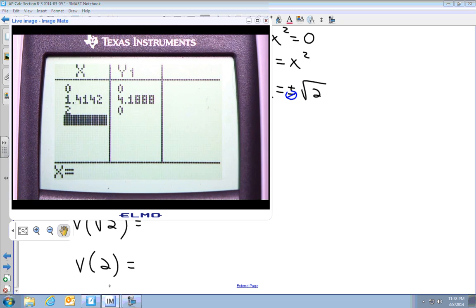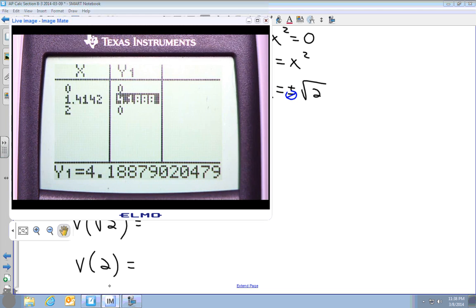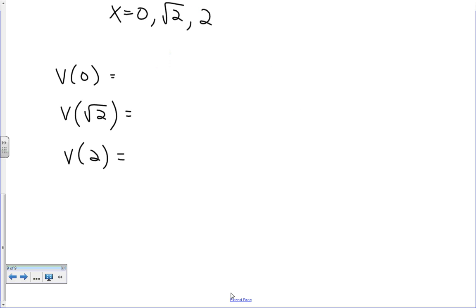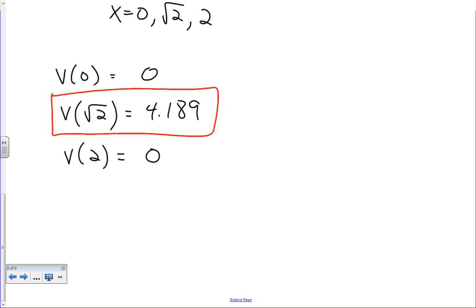And again, like I suspected, at 0 and 2 we got our zeros, so at the square root of 2 is where our answer is going to be. And it turns out we get 4.189. So these are zeros, and this is 4.189. And again, this is volume we're measuring here. I don't think they gave us any units to work with in this problem, so we don't have to worry about units. So we have volume is equal to 4.189. That's clearly our maximum volume. The other ones are 0, so this is our maximum volume.